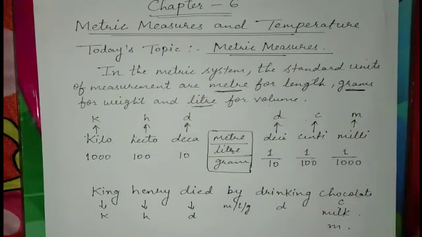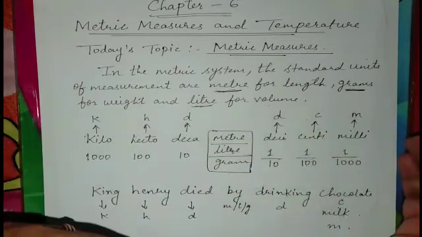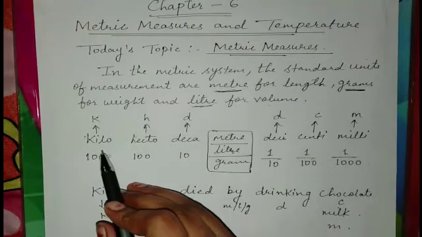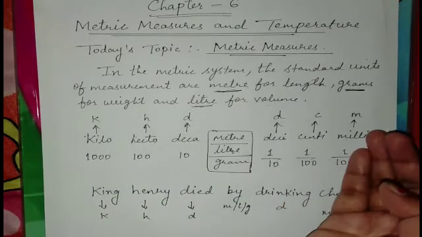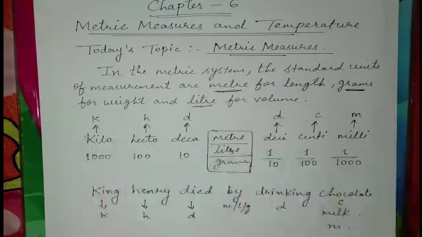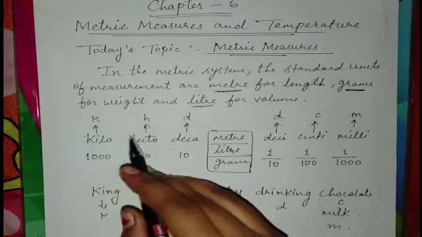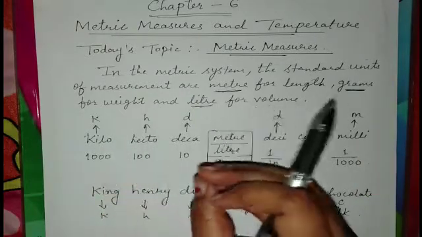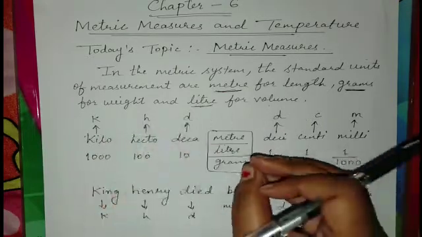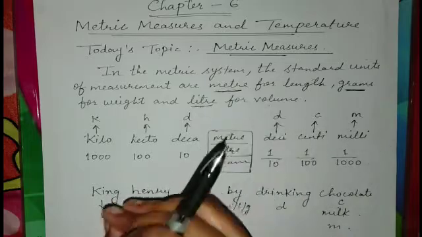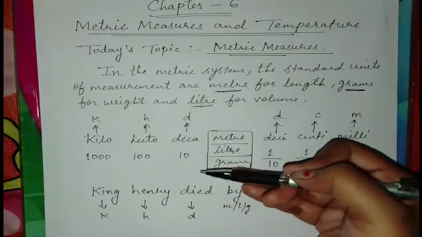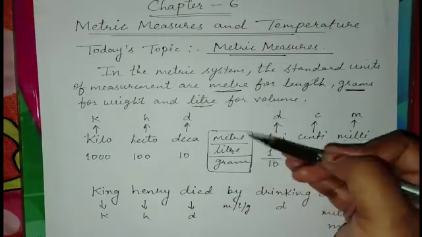So children, remember one thing, all this goes in decreasing order. It means higher to lower, or we can tell lower to higher. Kilo is the higher quantity and milli is the lower quantity. The difference between them is connected in 10 times, it means the multiples of 10. Kilo means 1000, hecto 100, deca 10, and here it is meter, liter, gram, the ones place.